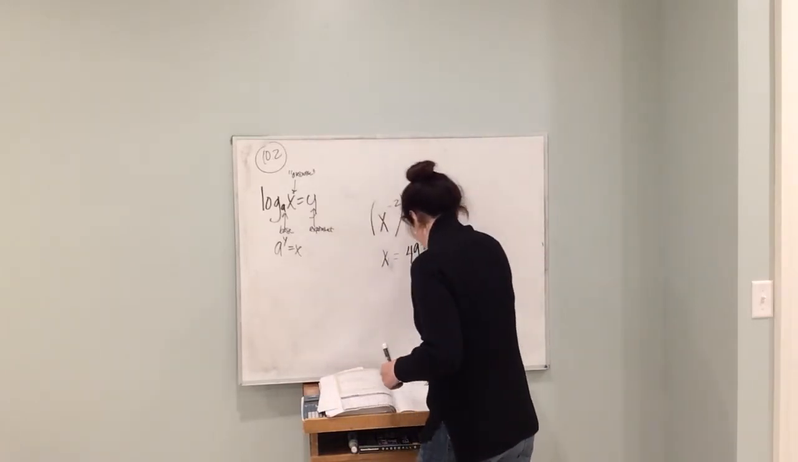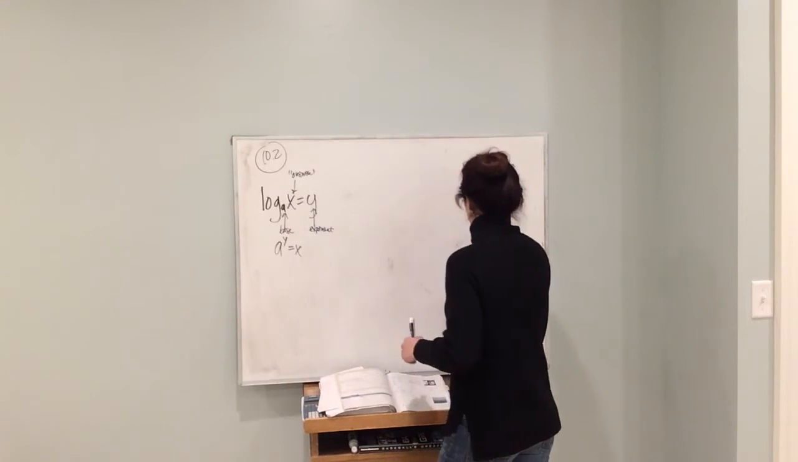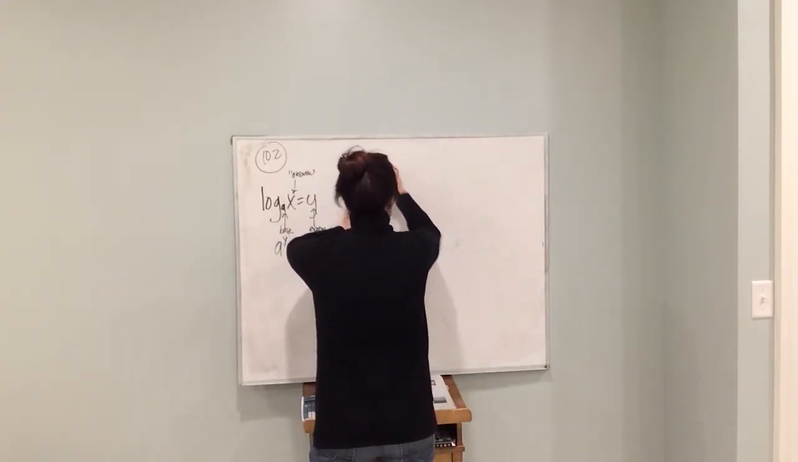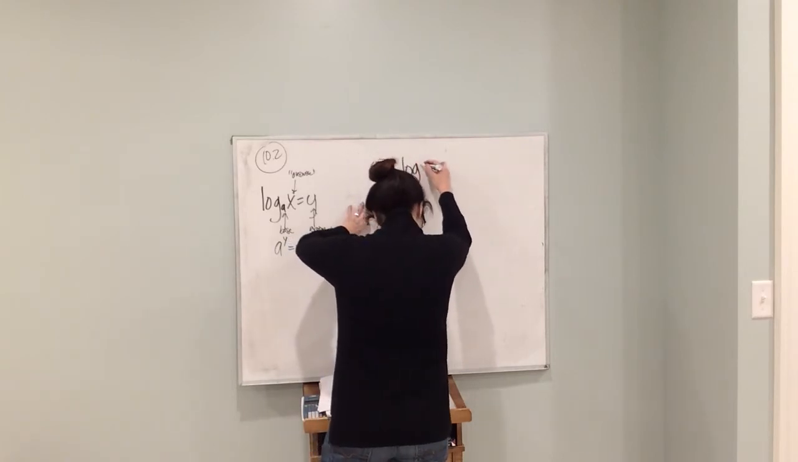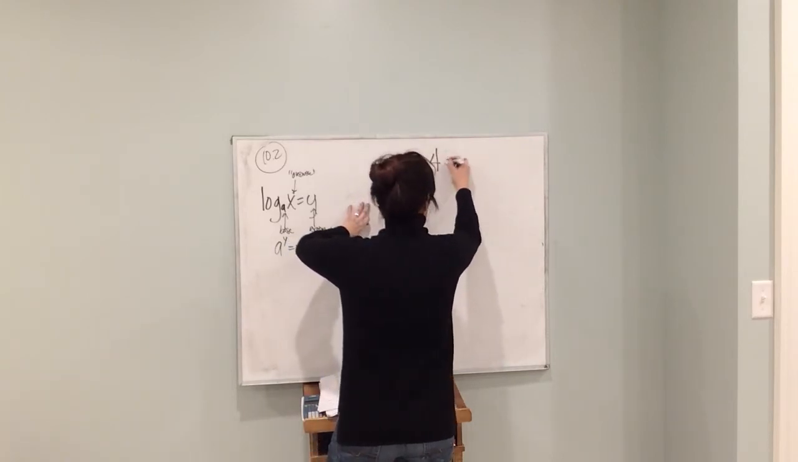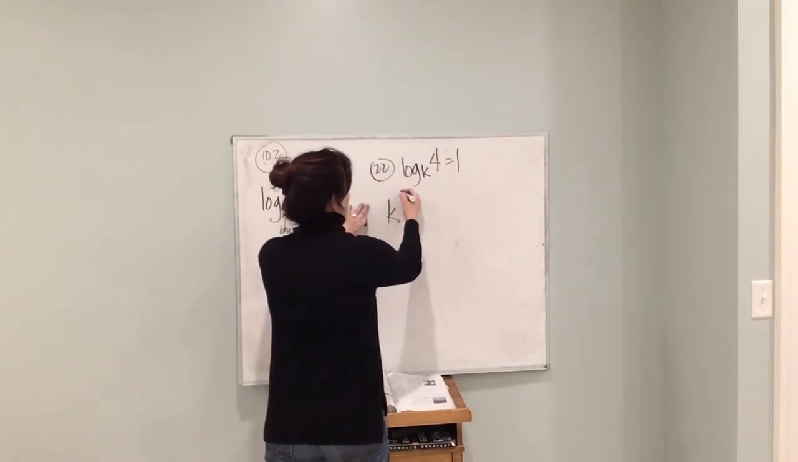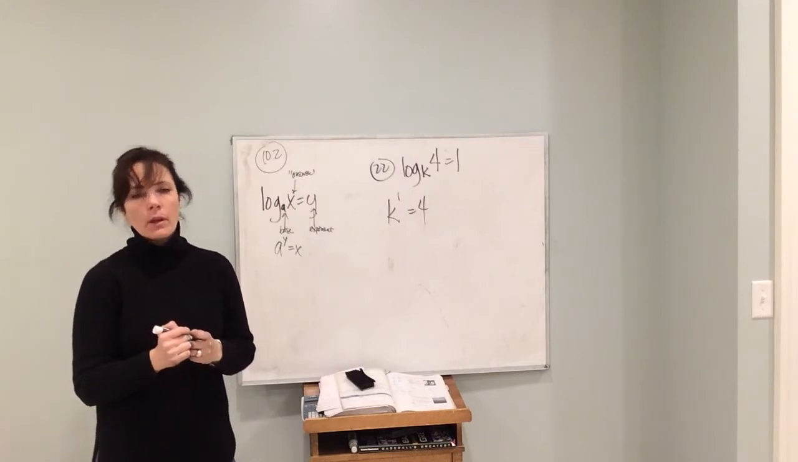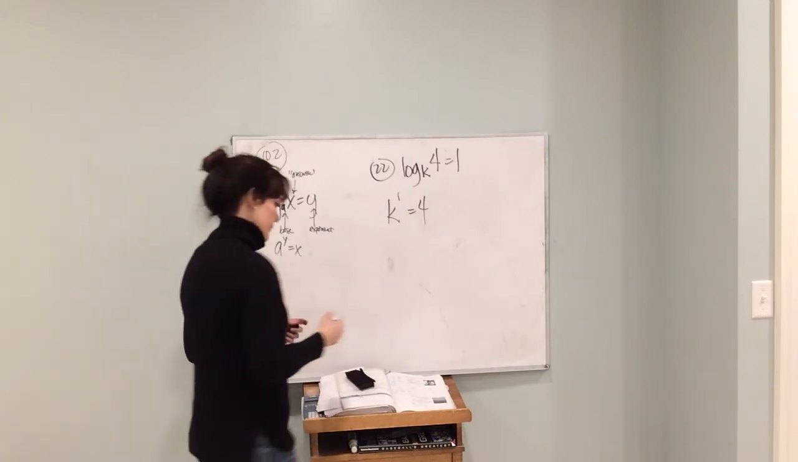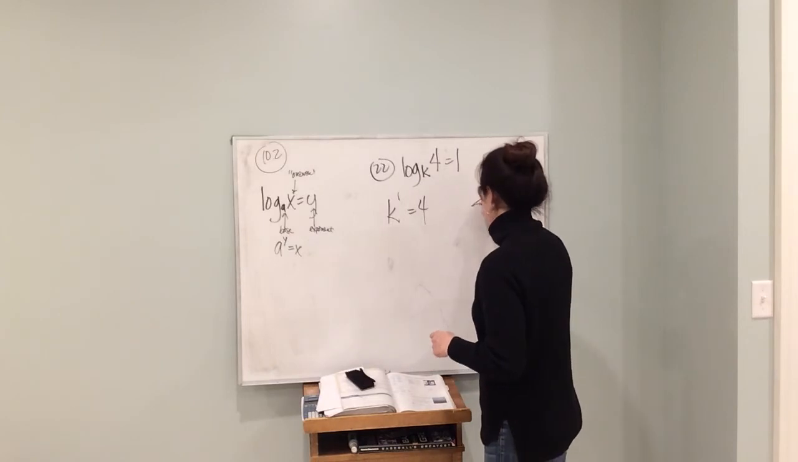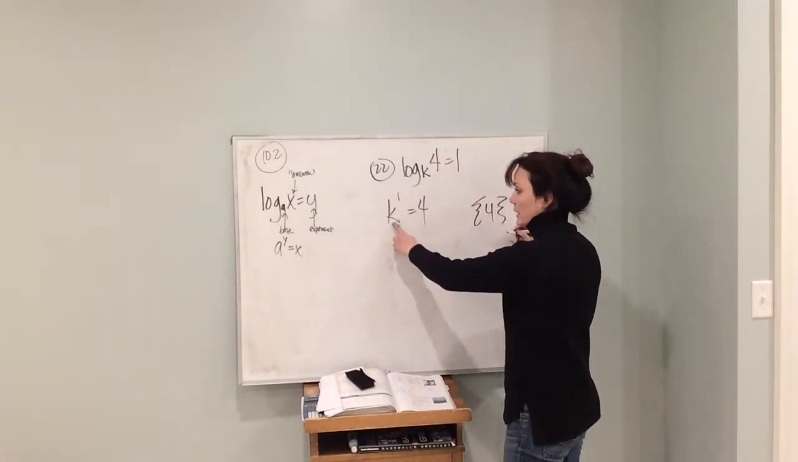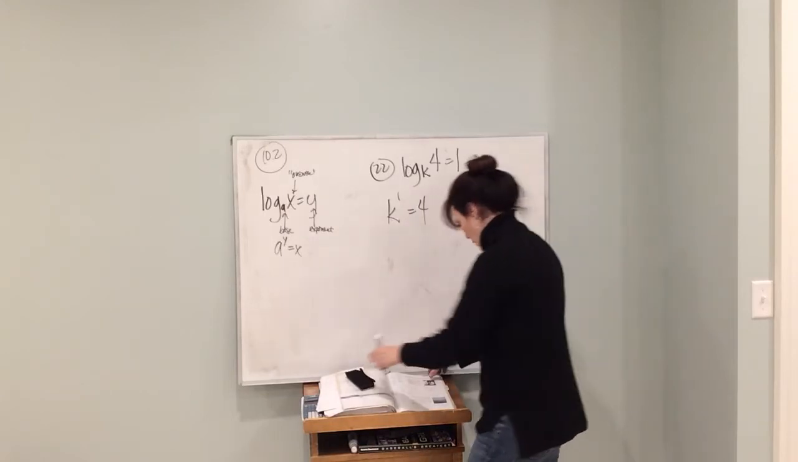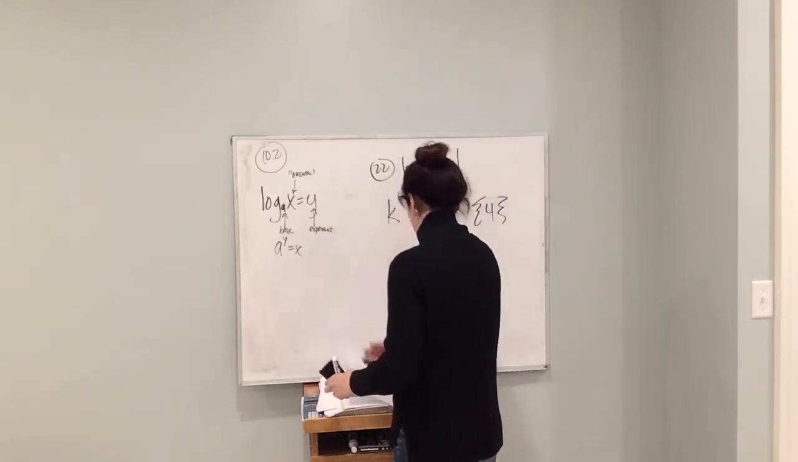Alrighty, let's look at problem number 22. Some of them you can't just figure out in your head. So let's look at 22. 22 says log base k of 4 equals 1. So k to the first power equals 4. As long as you can rewrite it, then you just found the answer. The answer is 4, right? k to the first power is just k equals 4. Yep. It's just that easy.